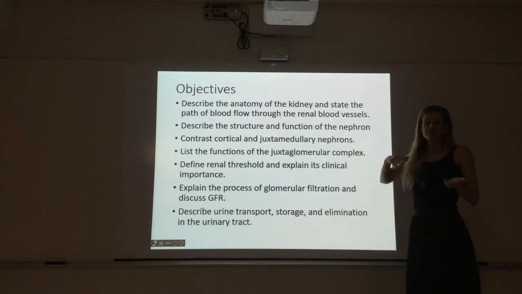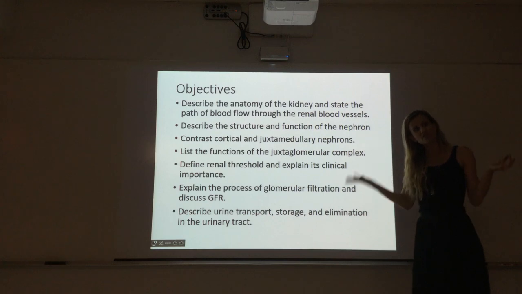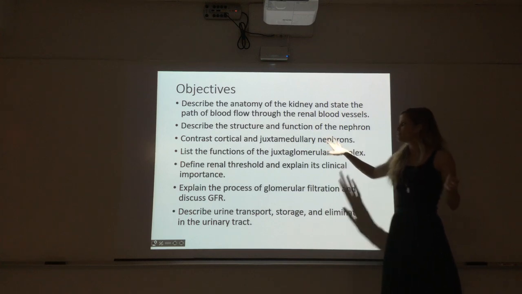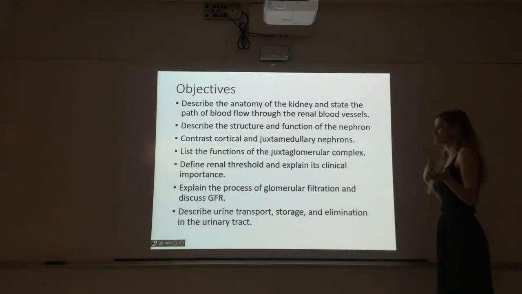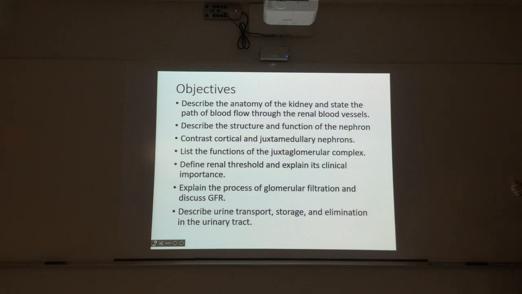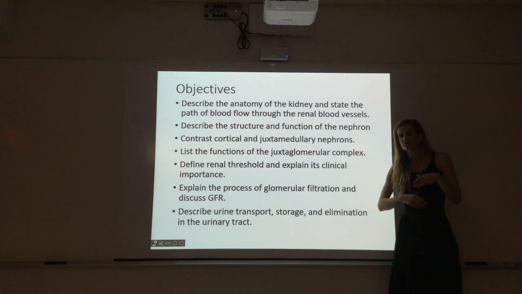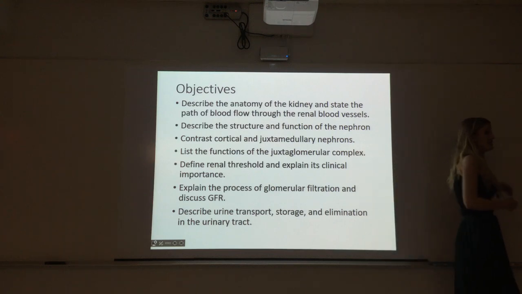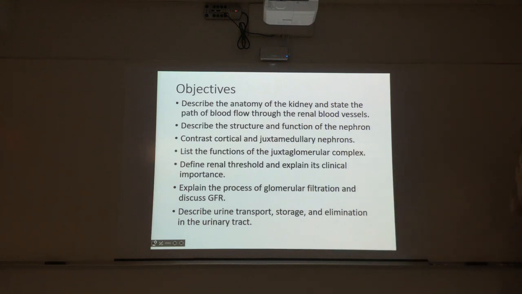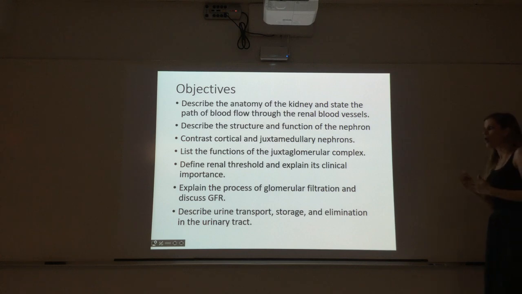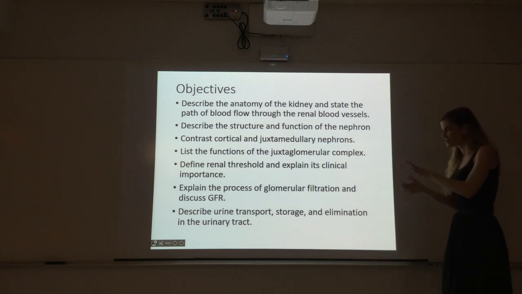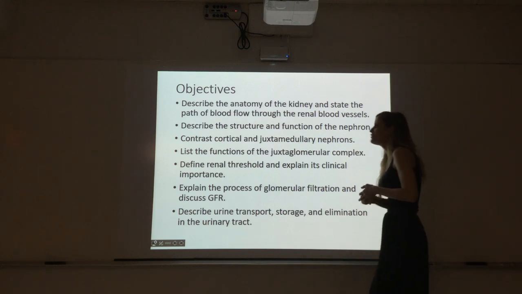We've got two different types of nephrons, cortical nephrons and juxtamedullary nephrons. You should be able to compare and contrast the different types of nephrons, both structure and function. Talk a little bit about the juxtaglomerular complex, which we'll see releases things like erythropoietin and renin and adenosine. And we'll mention how all of those different factors affect the kidney itself.